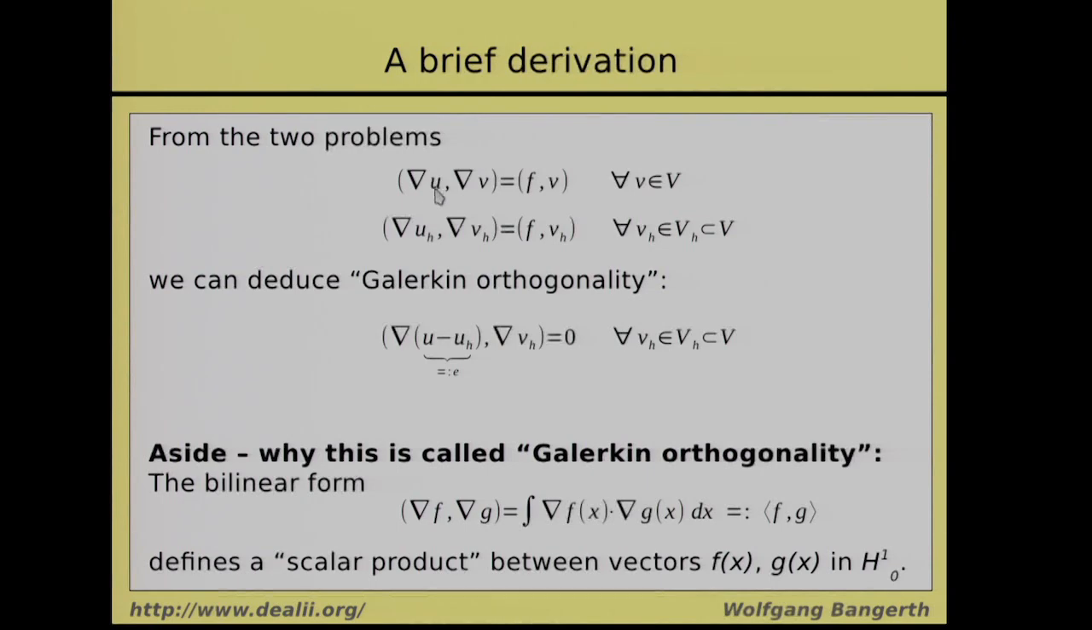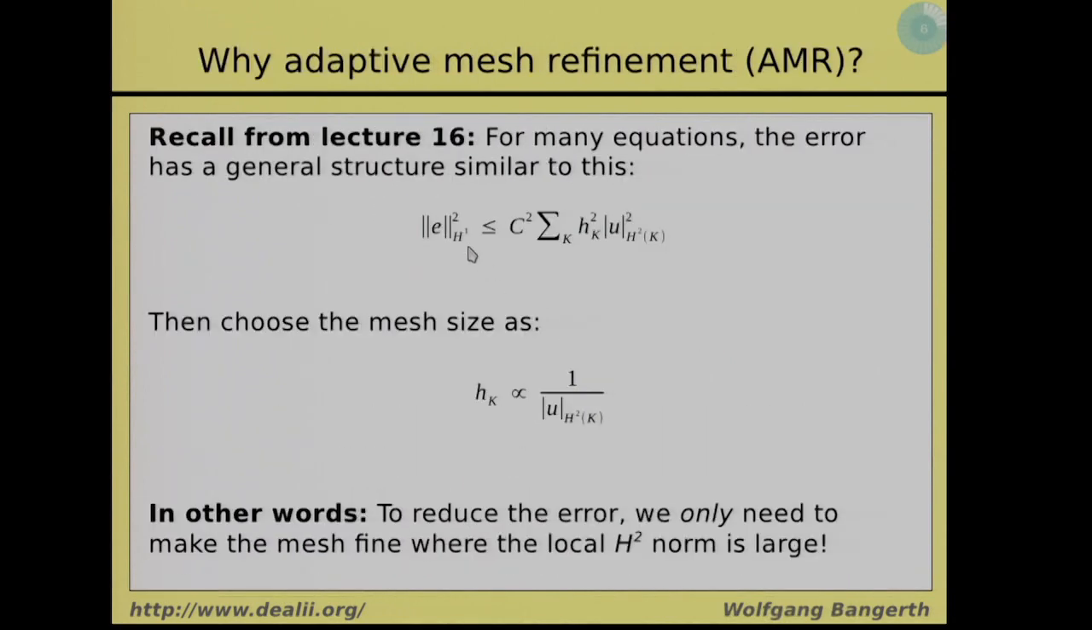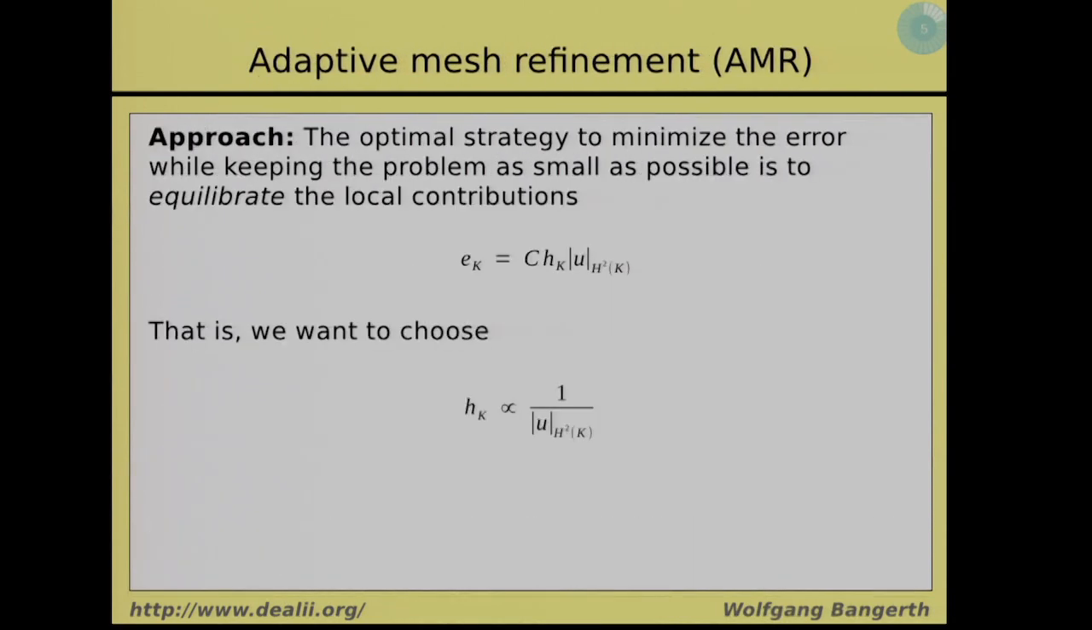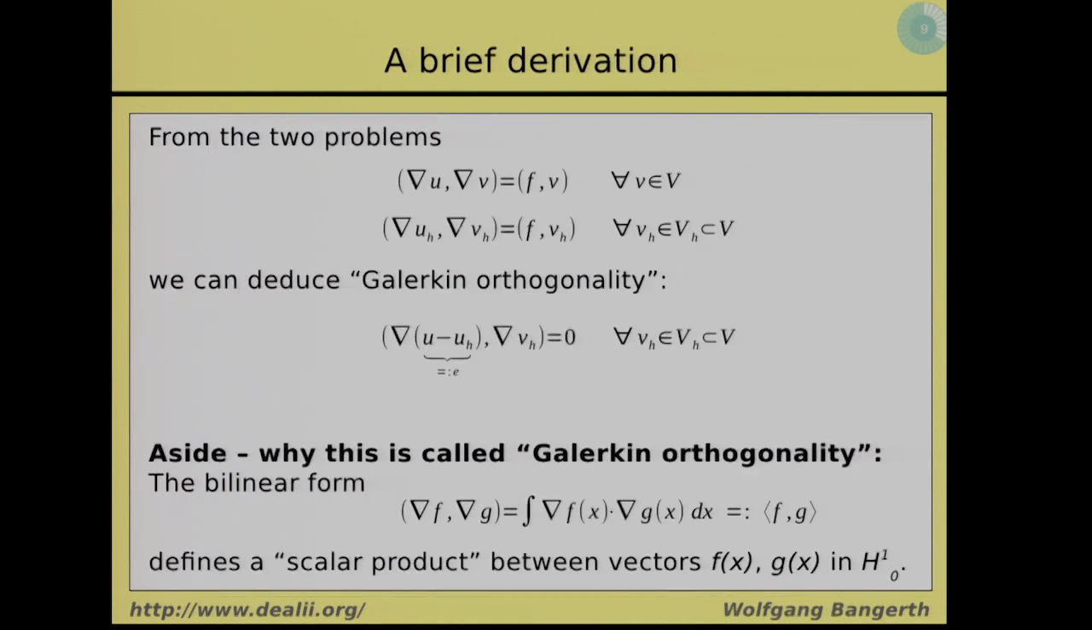So I can say (gradient U, gradient VH) equals (F, VH), and (gradient UH, gradient VH) equals (F, VH), and then I can subtract these two equations from each other for a choice VH. The right-hand sides are exactly the same, so they give me a 0. And then here I have the gradient of U minus the gradient of UH, and that gives me exactly U minus UH, so that's the error, right?